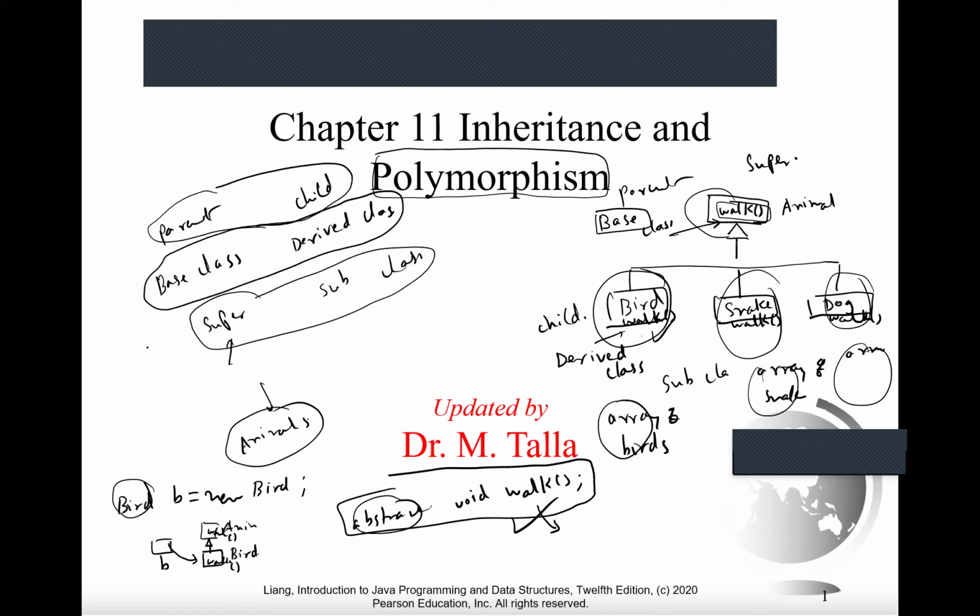So you can also write Animal x equal to new Bird. If you write like that, then x is a reference of type animal, and the bird is an animal. Bird is here, animal is here, and it is actually referring to the bird. You understand me, right?